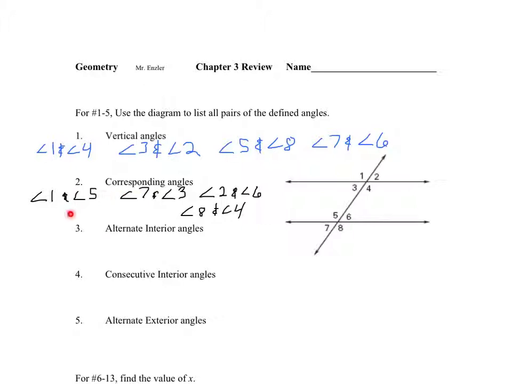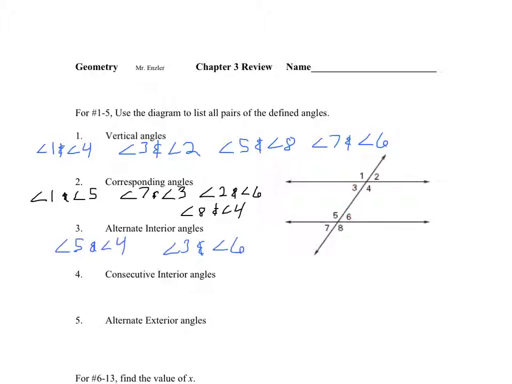Alright, next up, alternate interior angles. Here we can learn a little bit from the name. Alternate means they're on different sides of the transversal. One would be on the left side, one would be on the right side. Interior means that they're in the middle. So the alternate interior angles in this diagram would be 5 and 4 and 3 and 6.